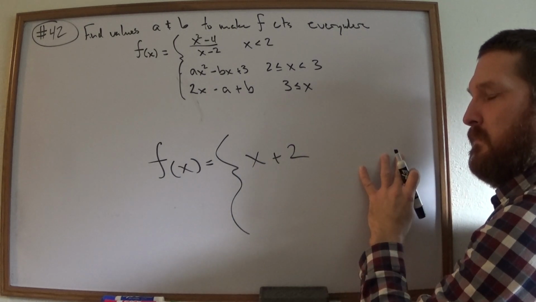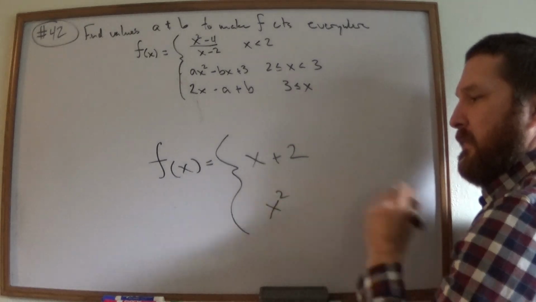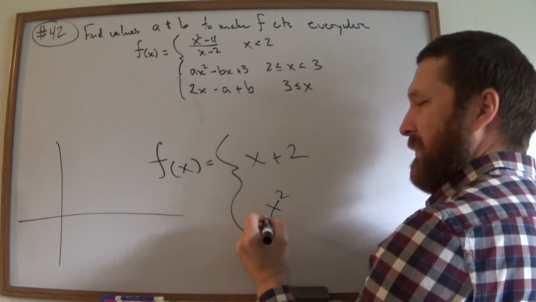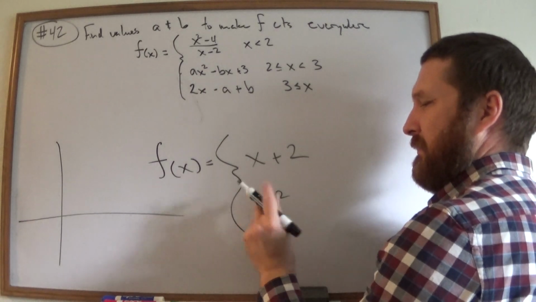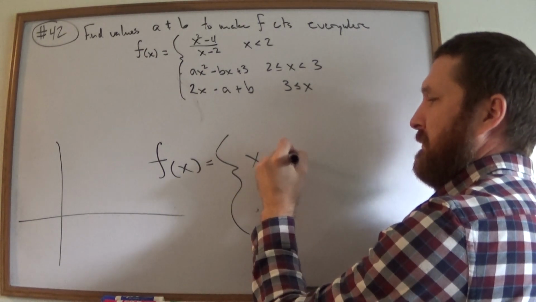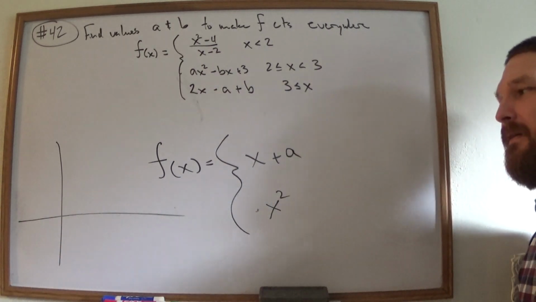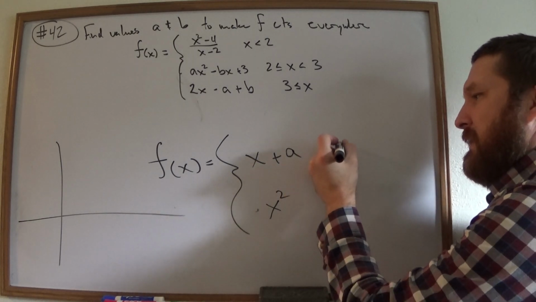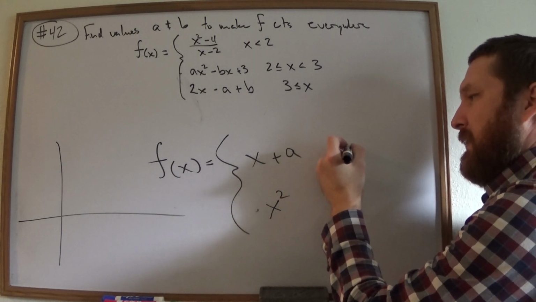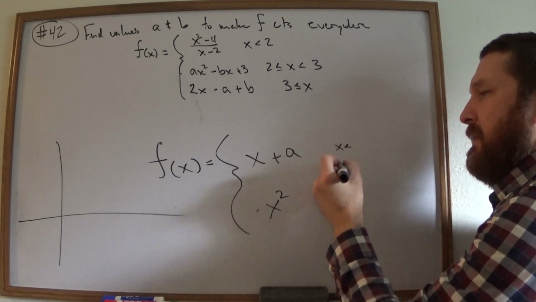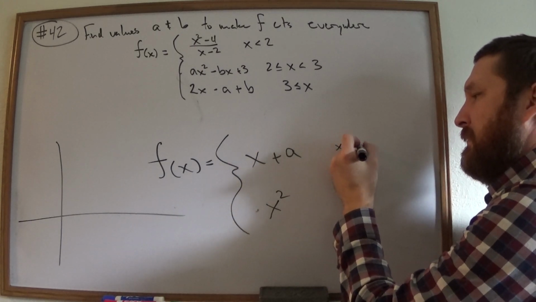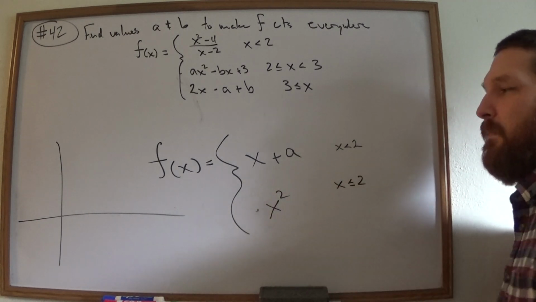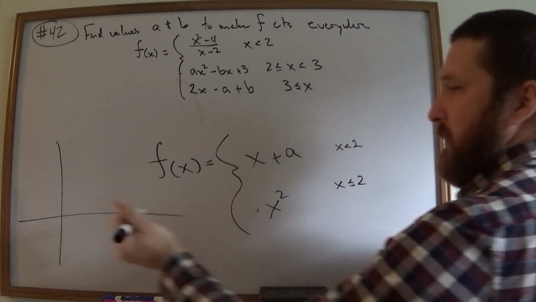Because if I had something like this, on some interval, and then I have this guy right here, that's a line. Let's say: find an a to make that true on some interval, so it has to be continuous. When x is less than, let's do 2, and here when x is bigger than 2. Well, x squared looks like this.